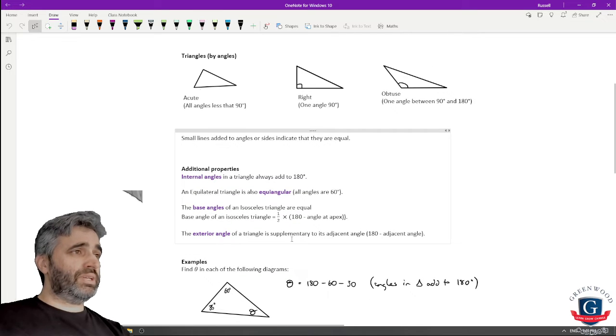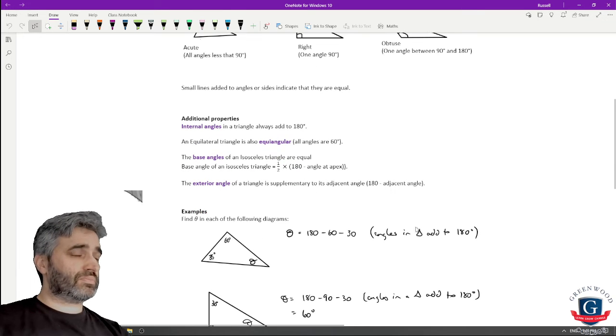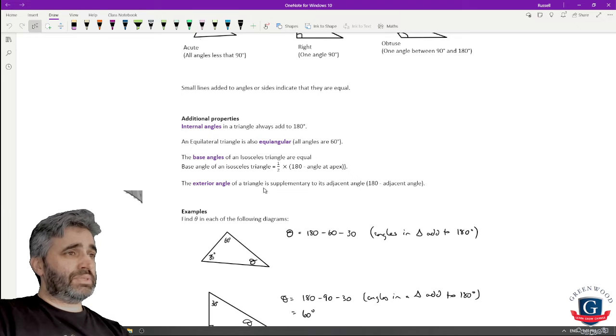Right, so some properties that we have of triangles. The internal angles, this one plus this one plus this one, always add up to 180 degrees, and we use that quite a lot. And as I said earlier, an equilateral triangle is also equiangular. All the angles inside are 60 degrees.